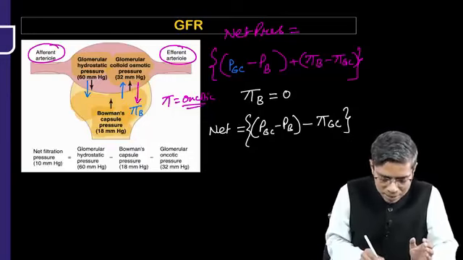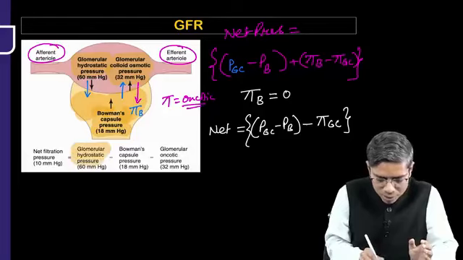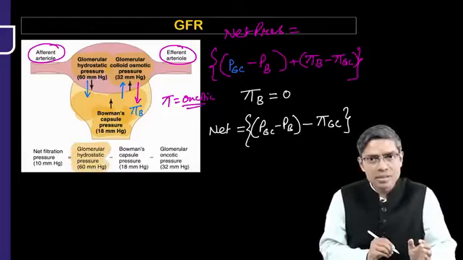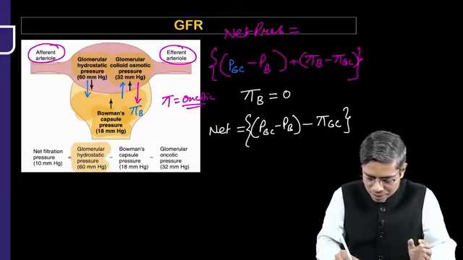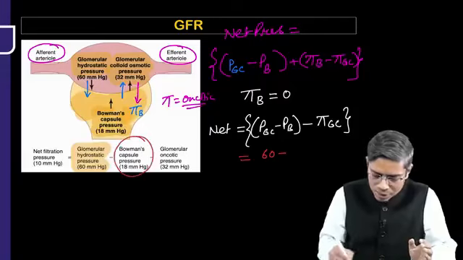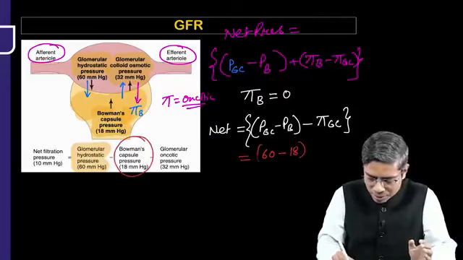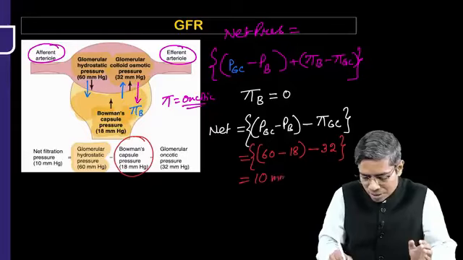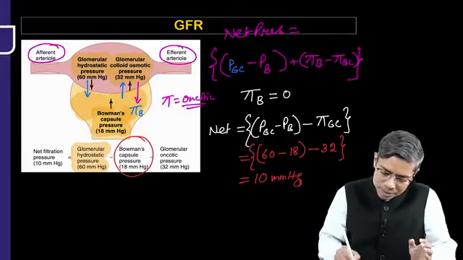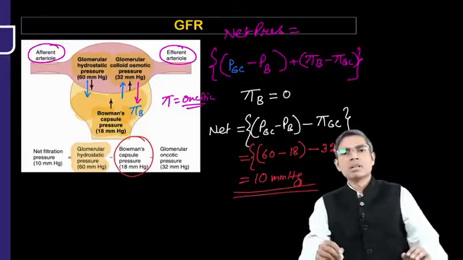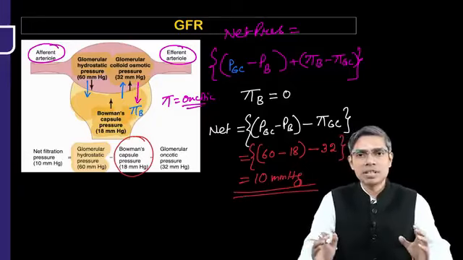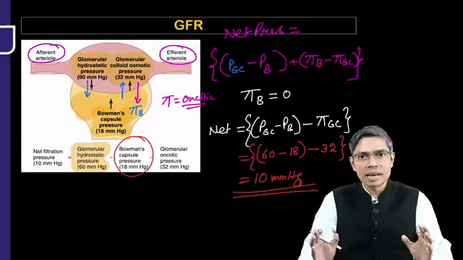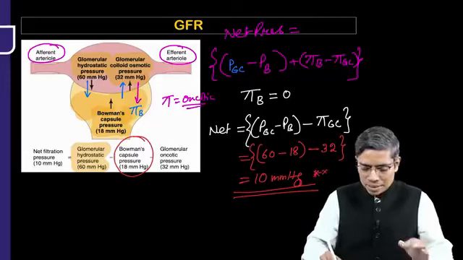In Guyton, it is given that normal glomerular hydrostatic pressure, or PGC, is 60 mm of mercury. Normal Bowman's capsule hydrostatic pressure is 18 mm of mercury, minus glomerular capillary oncotic pressure of 32 mm of mercury. So the net pressure of filtration is 10 mm of mercury. This has been asked in another MCQ, that normally what is the net force of filtration at the level of the glomerular capillary? Your answer is 10.